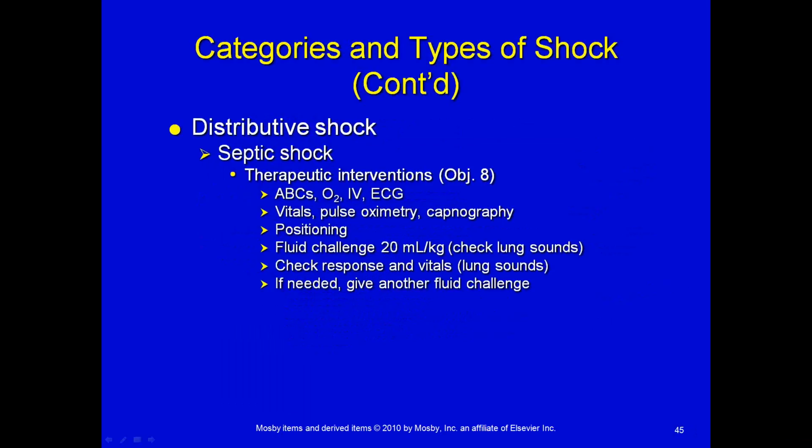In smaller children, and certainly smaller adults, a 20 mL per kilo bolus is about 25% of their total volume. So by giving a 20 mL per kilo bolus in any patient, you've replaced 25% of their volume, and you should see a significant improvement in vital signs.